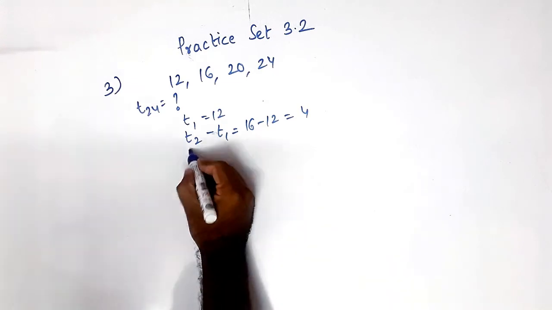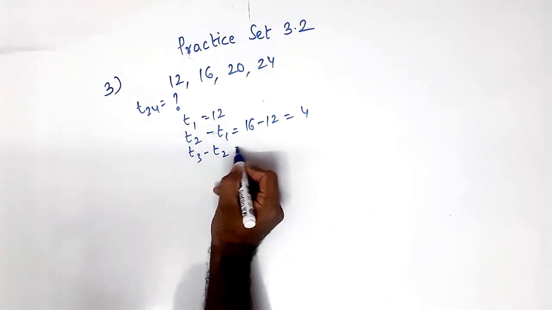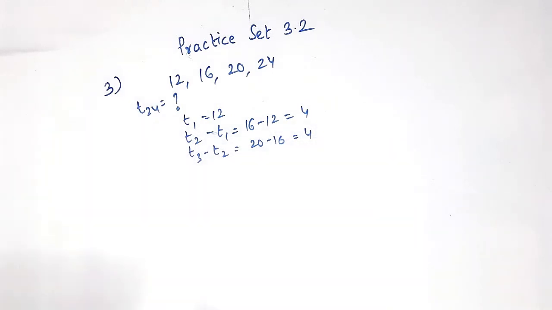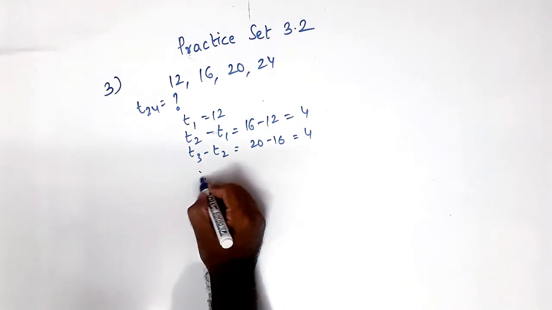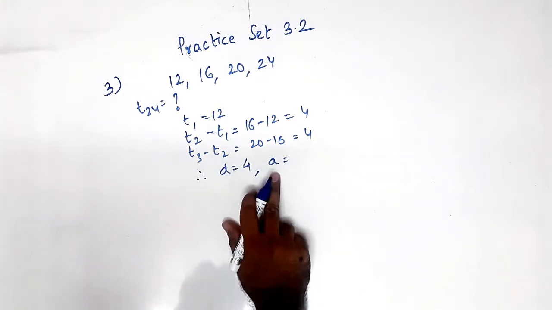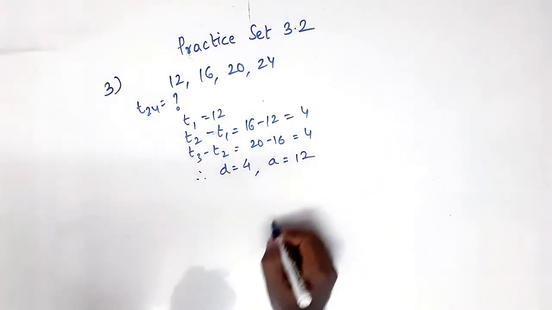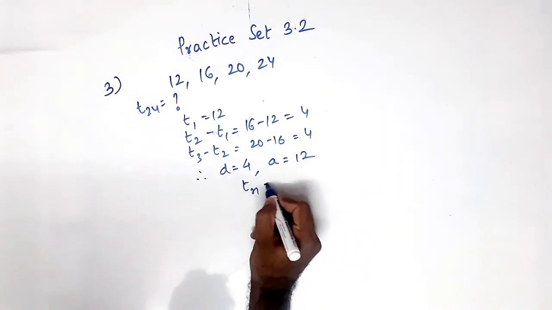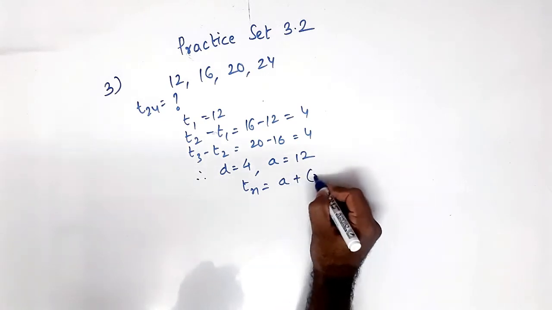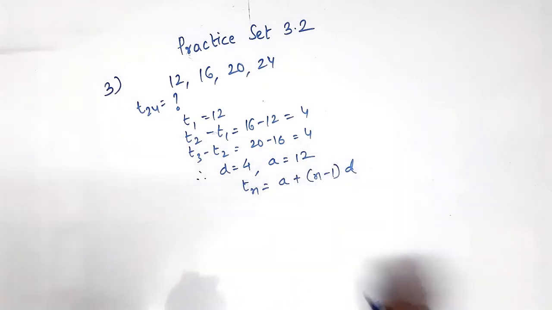We will do one more. T3 minus T2 is equal to 20 minus 16, that is also equal to 4. So now you can see, therefore common difference is 4. I will write what is the first term. First term is 12. Then you will write the formula for the nth term. Tn is equal to a plus n minus 1 into d.